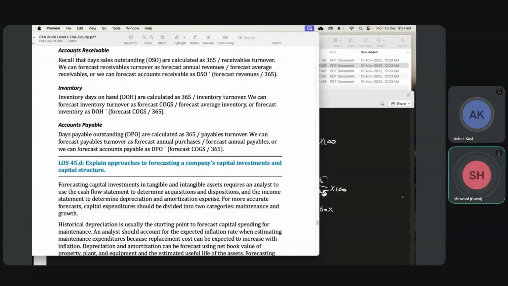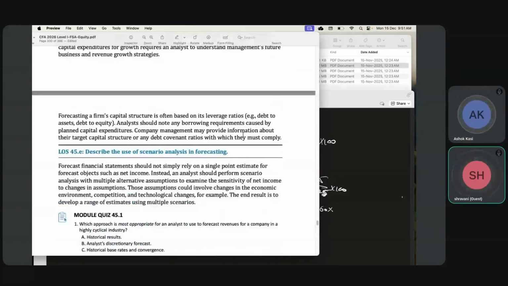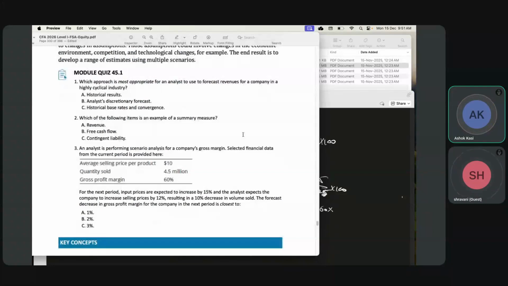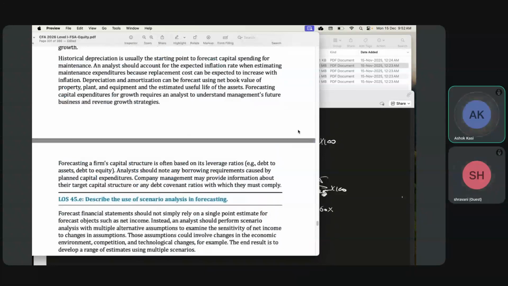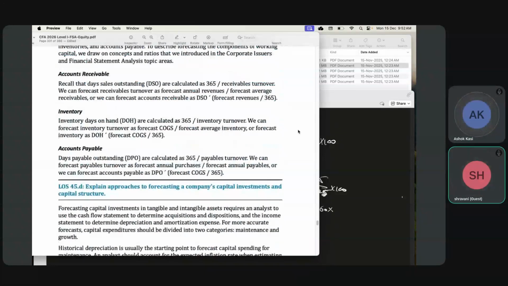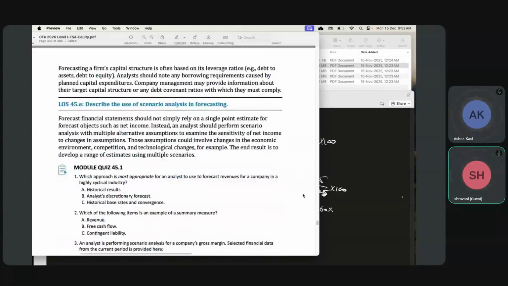Then this one, should I repeat this on accounts receivable? This is a part of FSA actually. But okay, still no, I'll just not needed. You want it or not, this part? No, sir, it's fine. Okay.